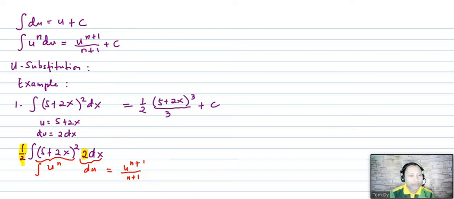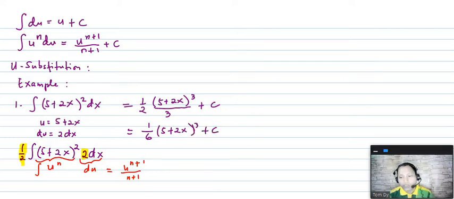I am now following this formula. 1/2. We have here 1/2. And then u to the n du, which is equivalent to u to the n plus 1. That is u to the 2 plus 1 equals 3 over 3. We have this one. Okay, so that we have our final answer, which is 1/6. 2 times 3, that is 6. And then 5 plus 2x raised to 3 plus c.